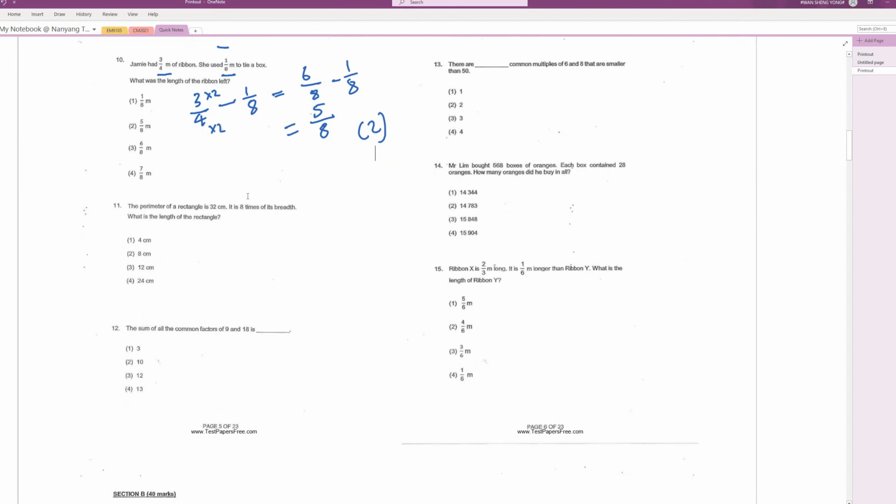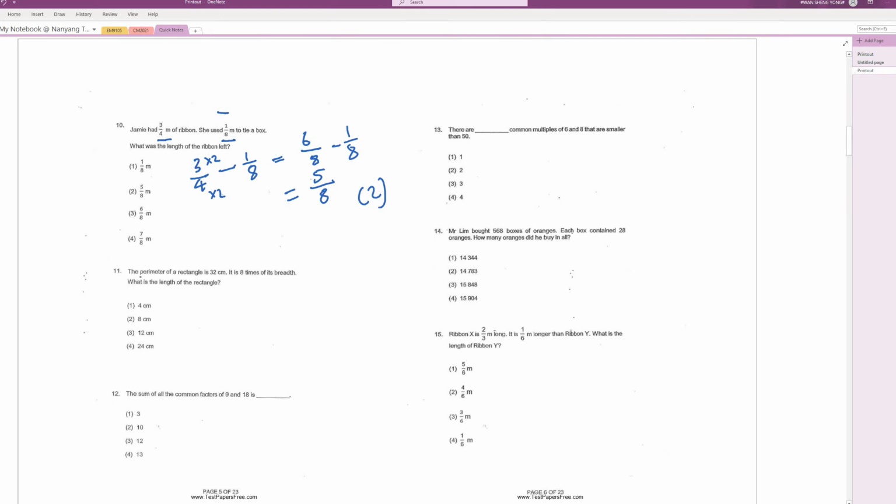Next, question 11. The perimeter of a rectangle is 32 centimeters. It is 8 times its breadth. What is the length of the rectangle? Let us draw out a rectangle as our model. One property of a rectangle you need to know is this side here is equal to this side. They have the same length. Similarly, this side here is the same as this side over here.